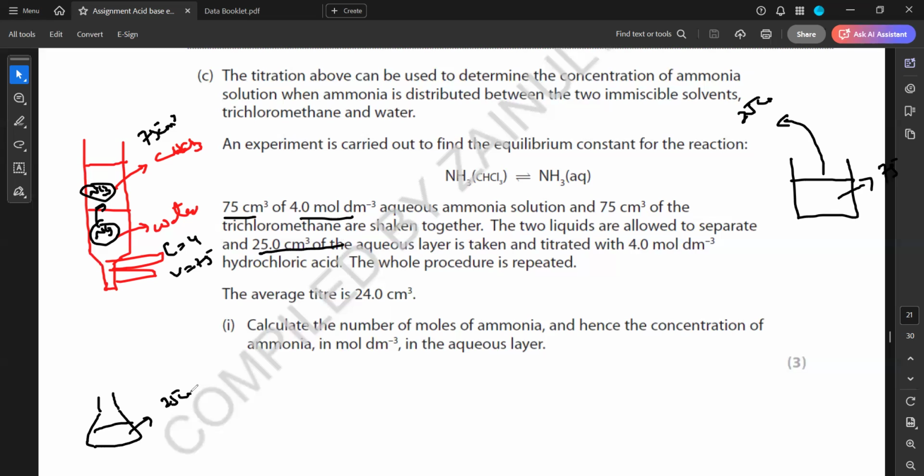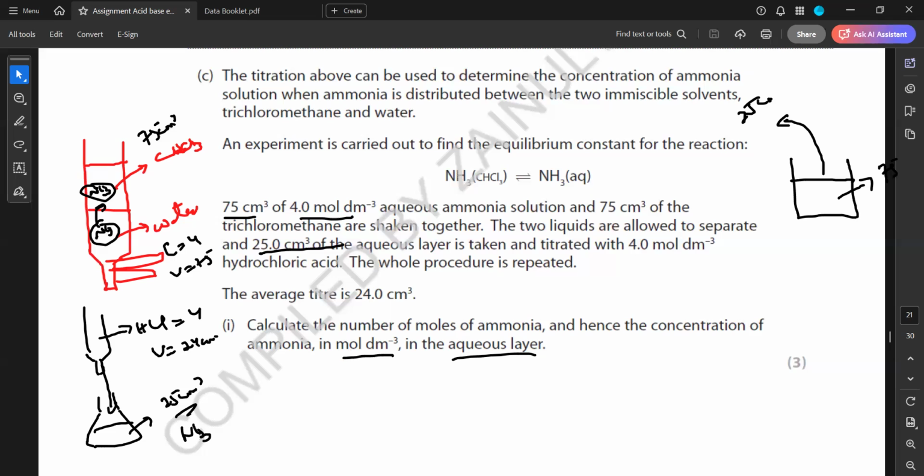So out of this 75, we took out 25 cm cube and we titrated with, sorry, we titrated with HCl, hydrochloric acid. The concentration of the hydrochloric acid was 4 and the volume of the hydrochloric acid was 24 cm cube, which reacted with the aqueous ammonia of 25 cm cube. We have to calculate the number of moles of ammonia, and then we have to calculate the concentration of ammonia in the aqueous layer.